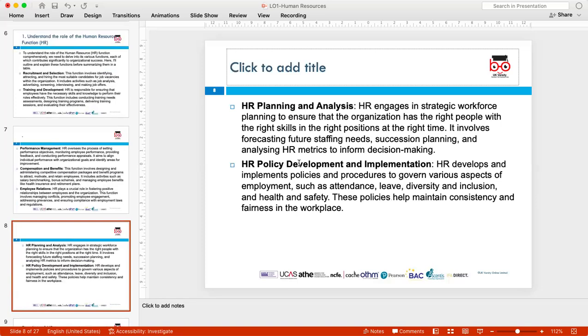Moving on to the function of HR in planning and analysis. HR engages in strategic workforce planning to ensure that the organization has the right people with the right skills in the right position at the right time. So this is very important to understand that HR is the one which ensures that the organization has the right people with the right skills in the right positions at the right time. It involves forecasting future staffing needs, succession planning, and analyzing HR metrics to inform decision making.